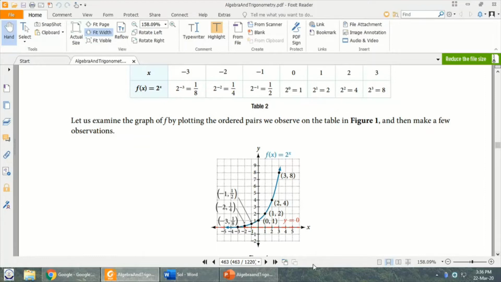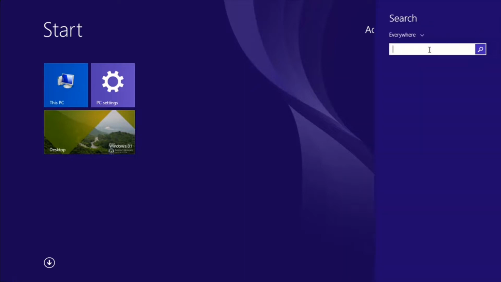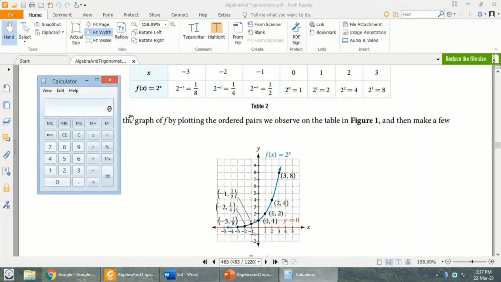So let me also have my calculator with me so that I can better see what values we can have. Let me just demonstrate that. So 1 by 8 comes to about 0.125, just to show you, and 1 by 4 comes to about 0.25.